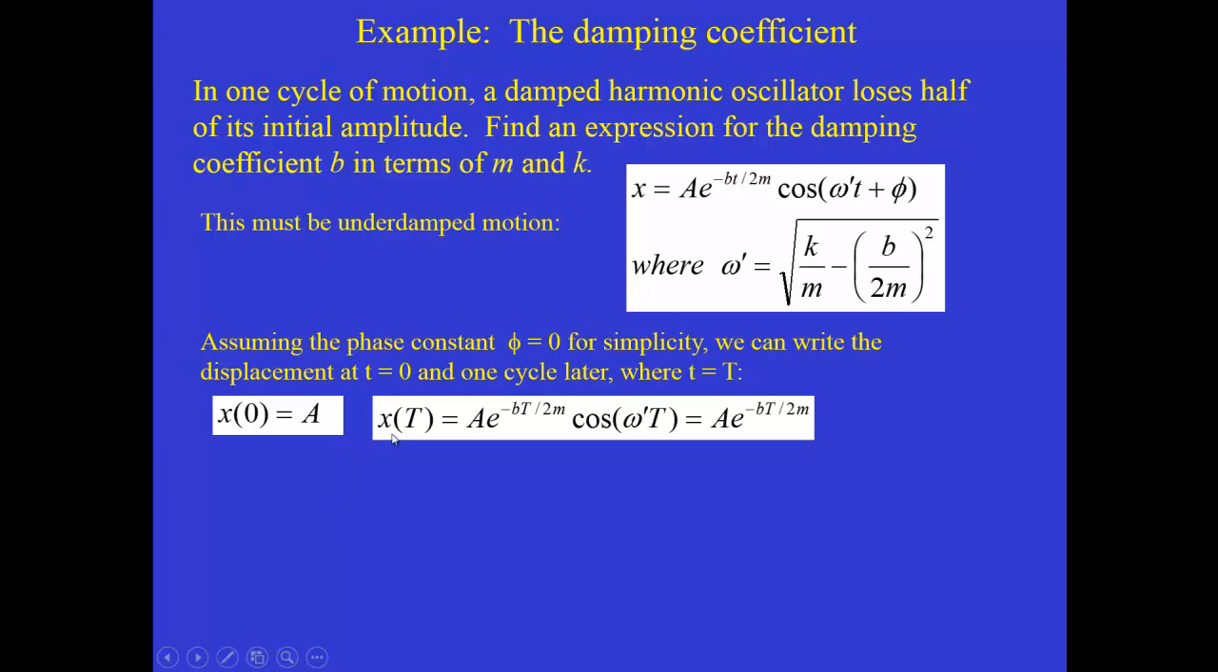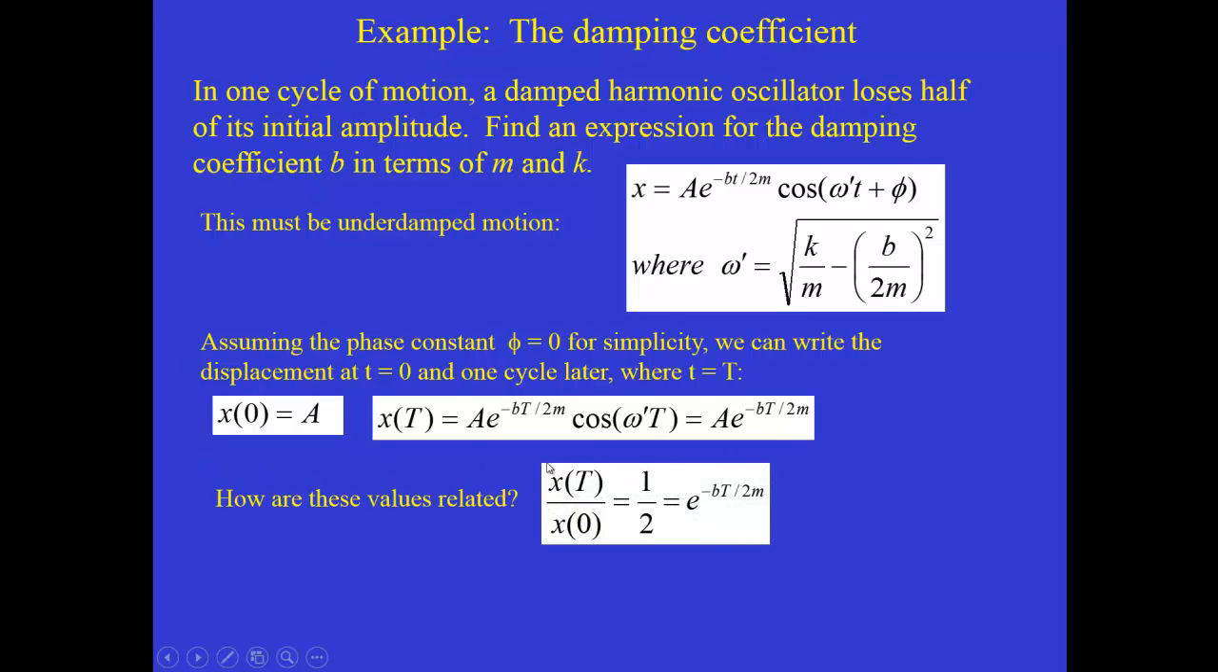And then if we wait 1 period, so t is equal to capital T, 1 period, we get A e to the minus bt over 2m cosine omega prime t. And of course in one cycle the cosine term returns to its maximum value of 1 again, so that x of t is just going to be A e to the minus bt over 2m. So what do we do with these two equations? Well, we know that the displacement after one cycle of motion is half of what it was originally. And so this second term is equal to half of the first term, right? X after 1 period divided by x initial is just 1/2.